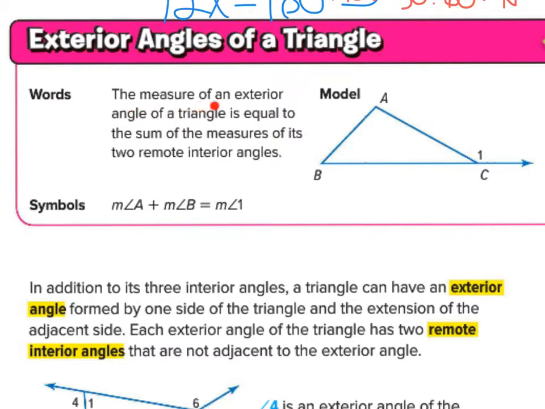So the measure of an exterior angle of a triangle is equal to the sum of the measure of its two remote interior angles. So whatever measurement we have in here, two remote interior, and whatever measurement that is, when we add them up, it's going to equal this measurement here. Does that make sense?